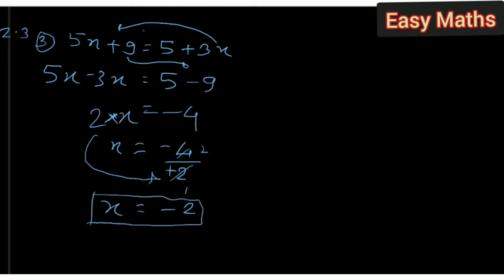So we have the third question also. Now let's look at the fourth one. What is the fourth question? Fourth question is 4z plus 3 is equal to 6 plus 2z.